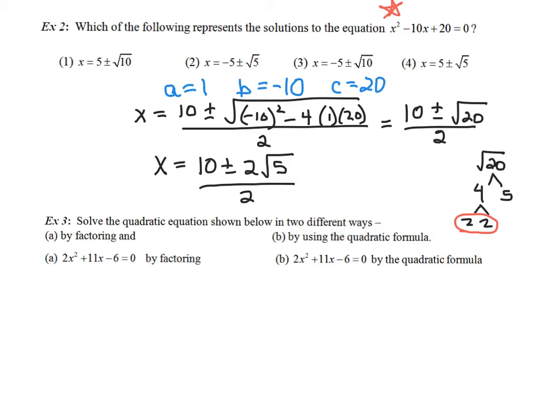So, going ahead and dividing both the numerator and denominator by 2, I'm going to get for my solutions for x, 5 plus or minus 1 radical 5. So again, that represents two solutions, 5 plus radical 5, 5 minus radical 5. I look back to my solutions here, my multiple choice, and I see that this looks like choice number 4. These are two irrational solutions, and again, they are conjugates of each other.